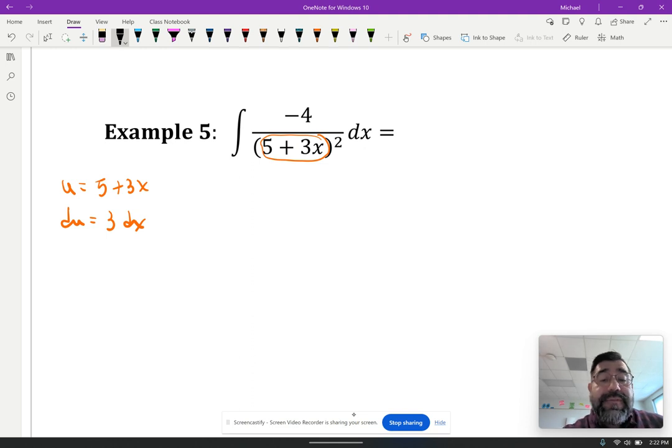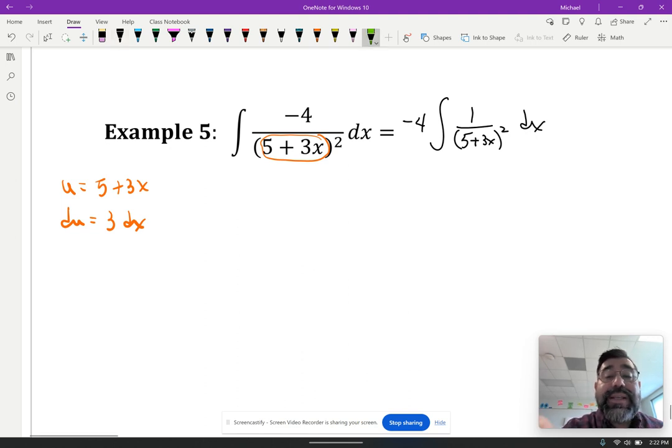Do I have the u identified? Yes. Do I have the du identified? Yes. Do I have 3x? I don't have 3x. So what I could do, and eventually you won't need to show this step, you'll just do it in your head, but I want to show you what's happening. I'm pulling out this -4. When I do that, there's something left in the numerator, and that would be a 1. Because if I multiply it back in, that'll give me -4 over that quantity squared.